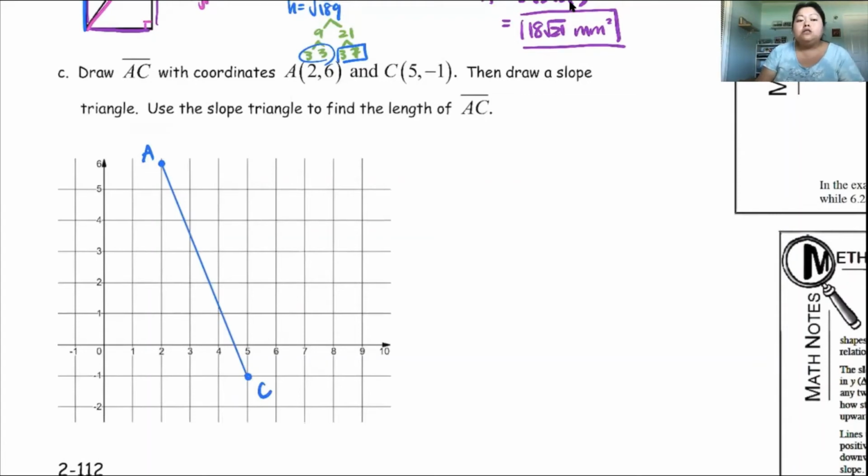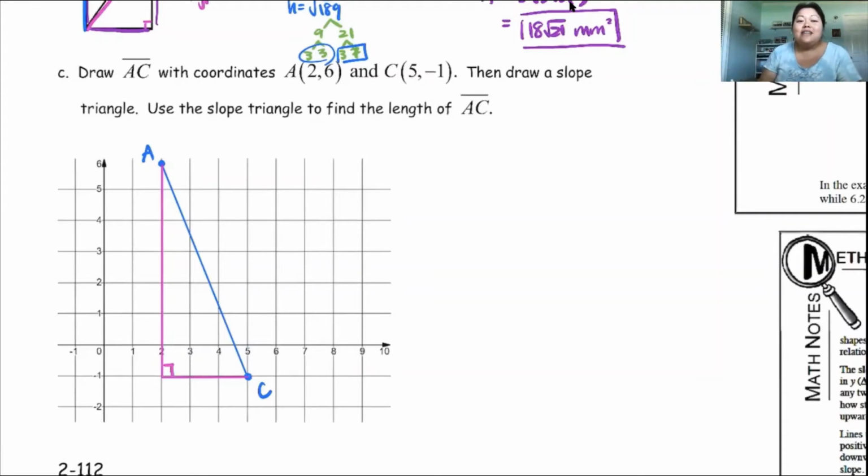Okay, then it says to draw a slope triangle. Slope triangle just means use slope, use rise over run to go from one point to another. All right, so in order to go from A to C, I must go down and I must go right. Ooh, all right, so now that is a slope triangle. And the reason why we want a slope triangle is it always makes a 90-degree angle, because your rise and run always make perpendicular lines, thus giving us a really nice right triangle.